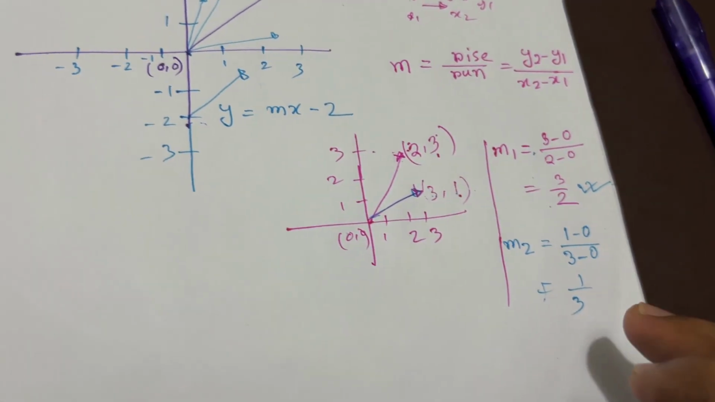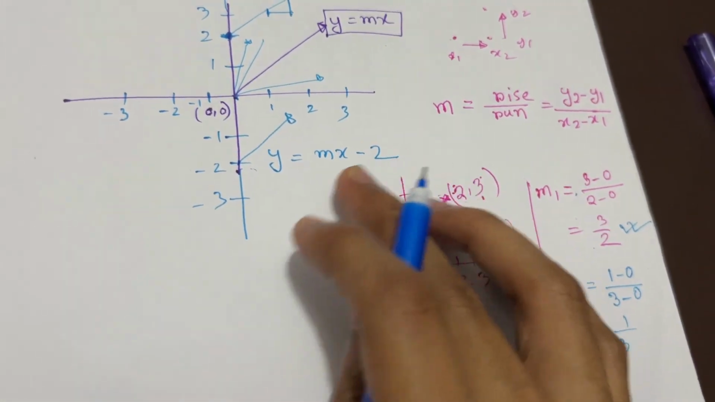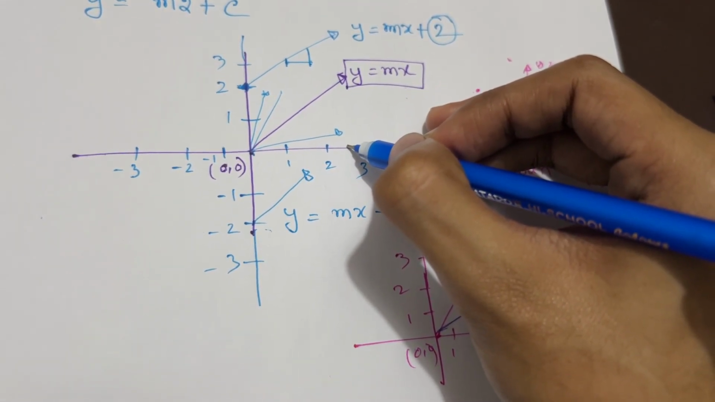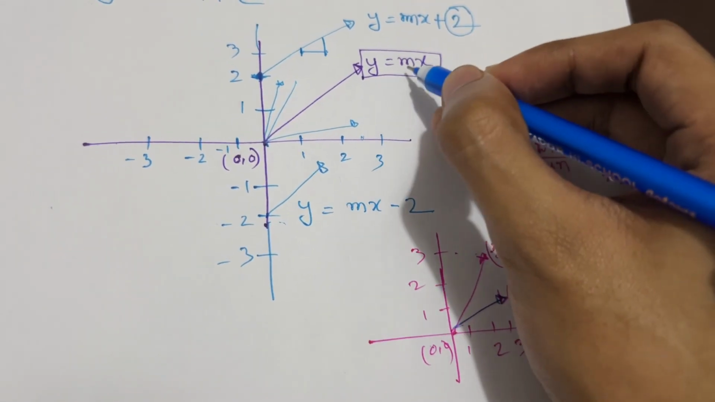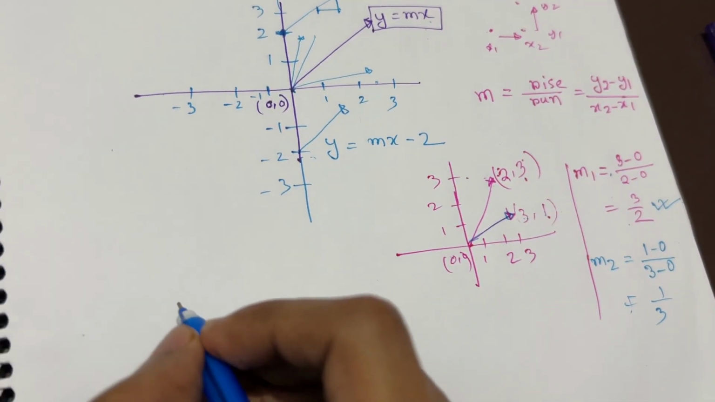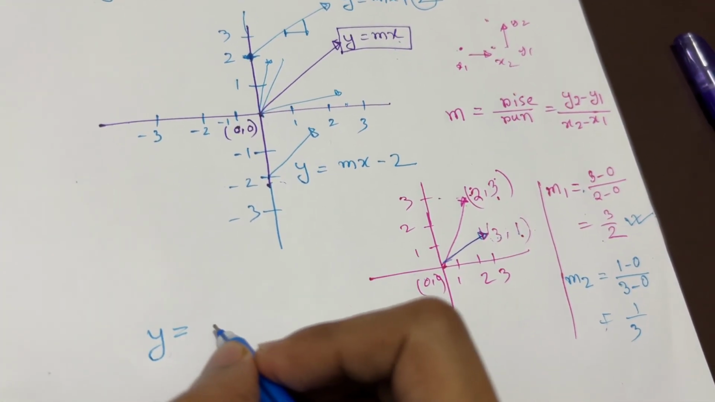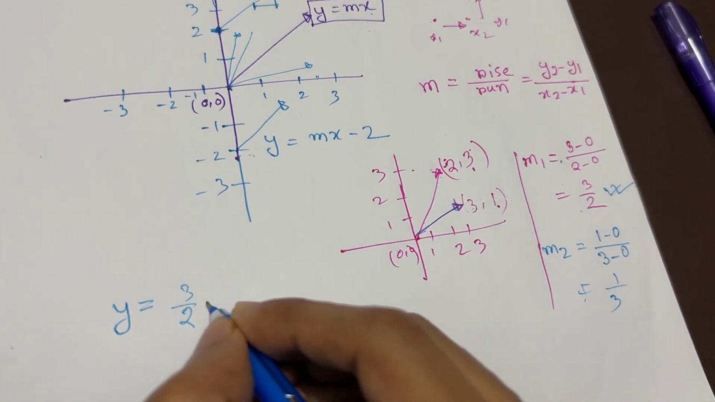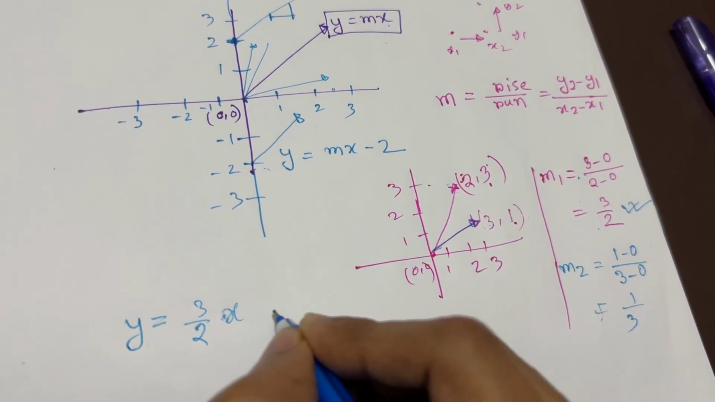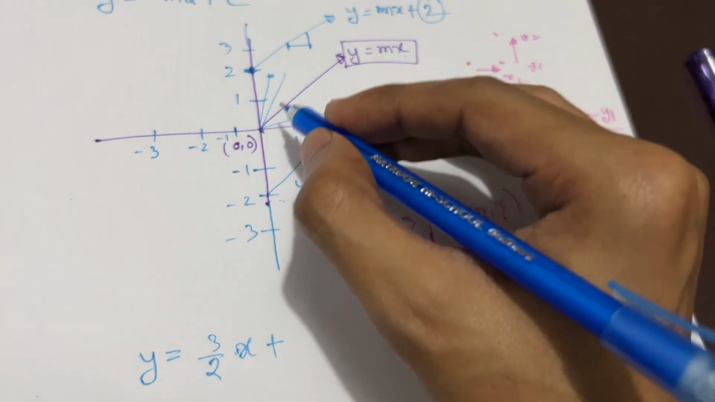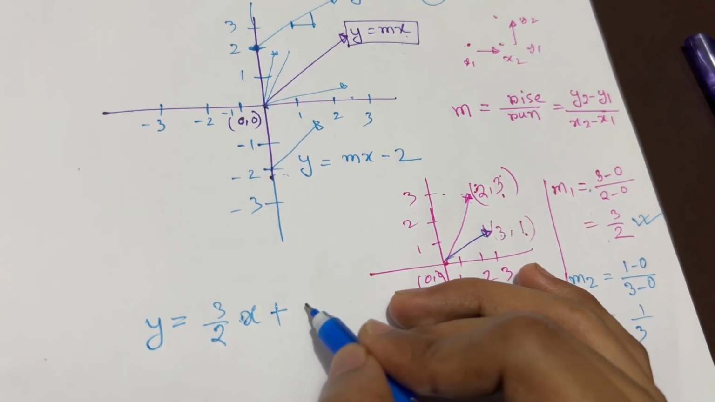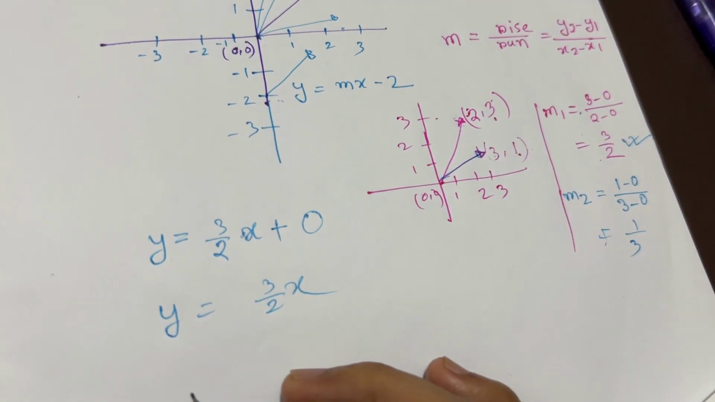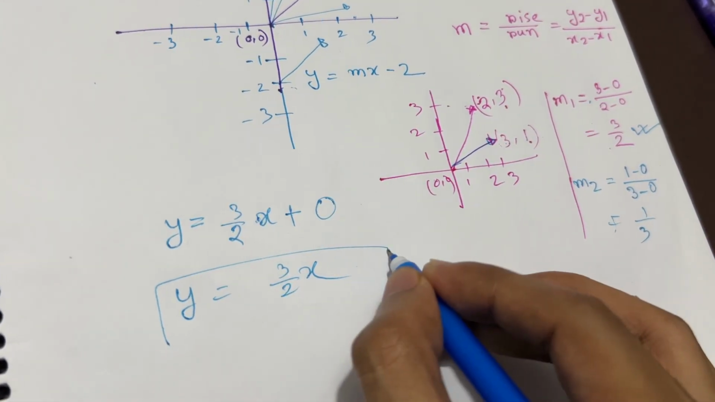Then if you put in all the values of m and x, the equation completes. If I put the values here, suppose y equals m value, suppose it is 3 by 2, times x, and it is coming from 0, 0, so there is no c; the value of c is 0. So y equals 3 by 2 x. So this is our main equation.